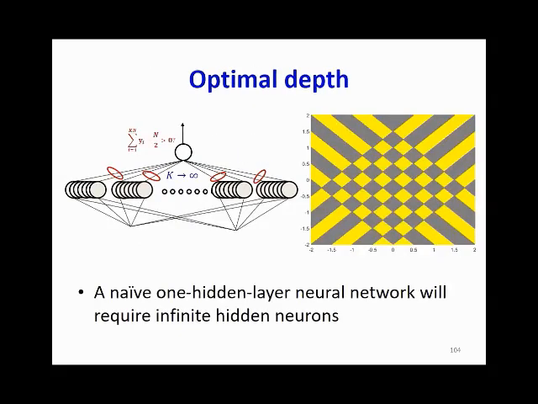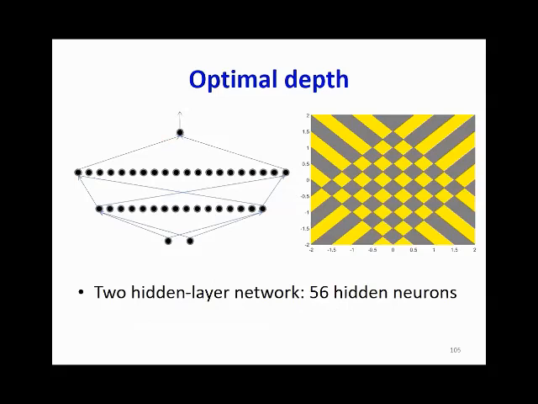Consider this decision boundary. The network must output a 1 within the yellow regions and 0 outside. If I try to build this using just a naive one hidden layer network, it is clearly going to require infinite hidden neurons. But if I do this using 2 hidden layers, I need only 56 neurons. Why is that the case?